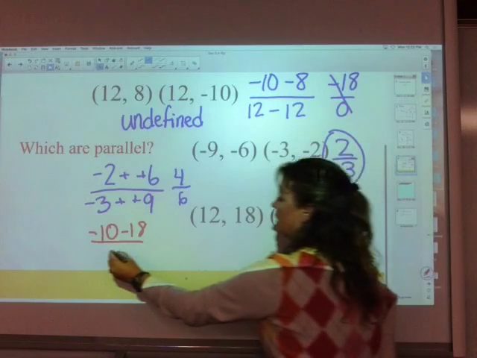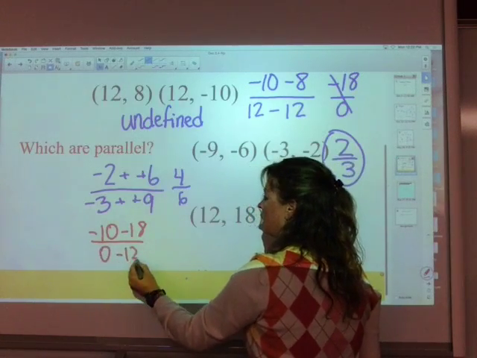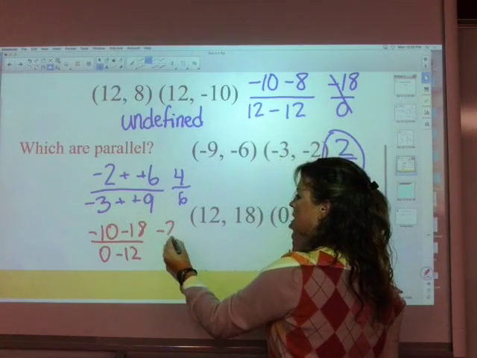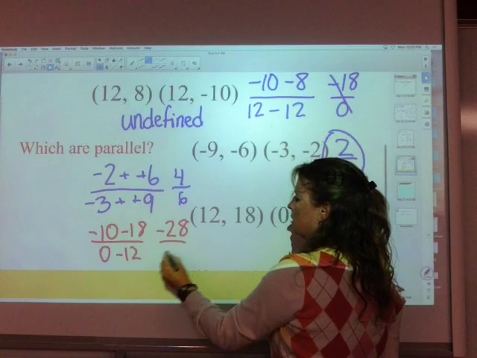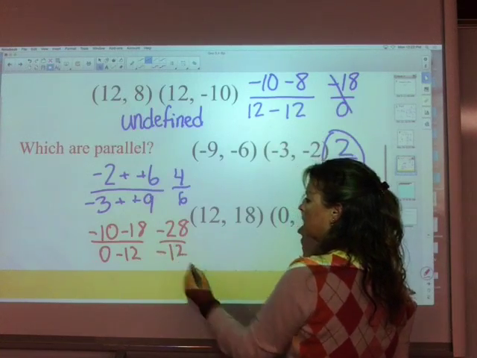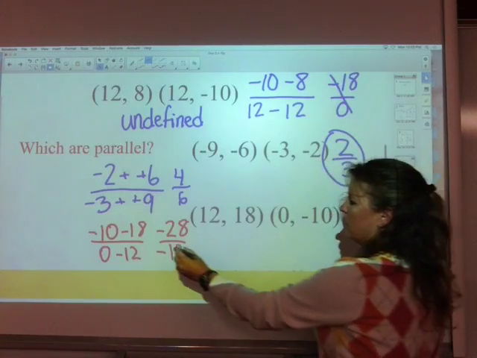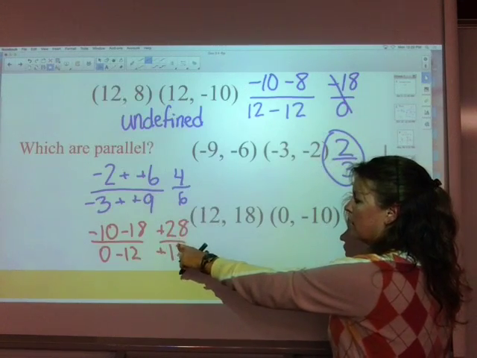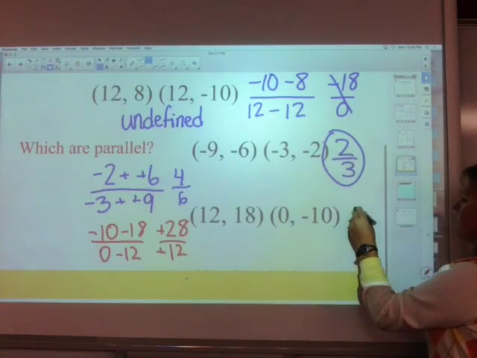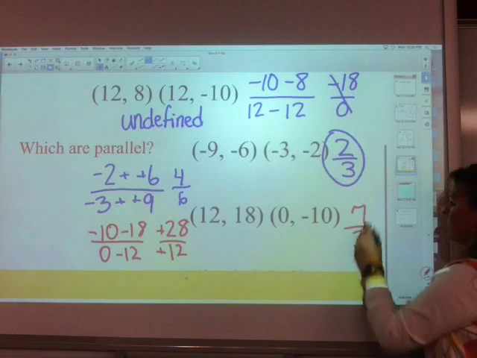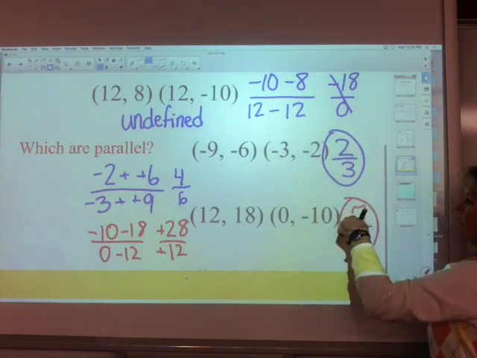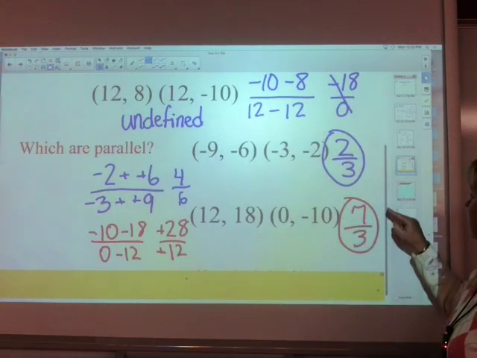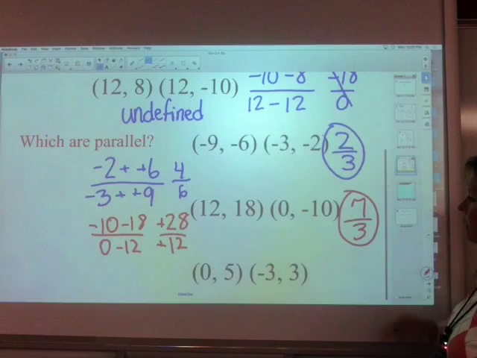Divide that by 0 minus 12. Negative 12 minus 18 is negative 28. 0 minus 12 is negative 12. A negative divided by a negative is a positive, and if that reduces, because you can't leave it like that, divide them both by 4, you get 7 over 3. Those two lines are definitely not parallel. They do not have the same slope.